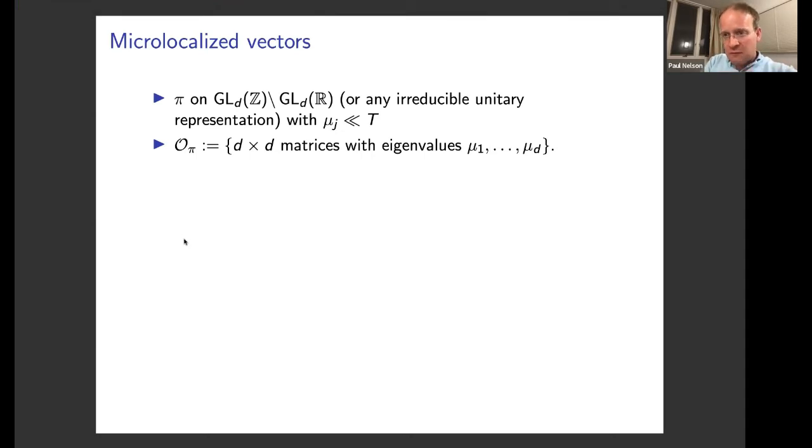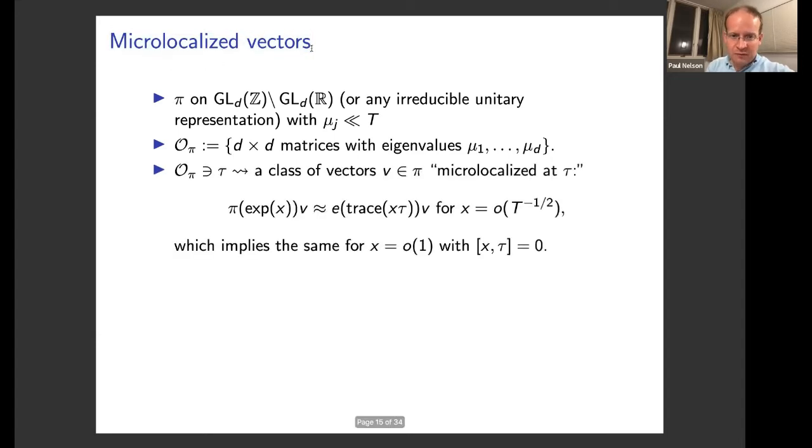These coadjoint orbits, as I'll refer to them, these O pi, control many features of the representation pi. For example, there's something called the Kirillov character formula that writes down the character of the representation, in other words the trace of a group element acting on it, as a Fourier integral defined in terms of the coadjoint orbit. I wasn't going to go in that direction for this talk. Instead, I'm going to present another way that coadjoint orbits govern properties of the representation, which is through these microlocalized vectors.